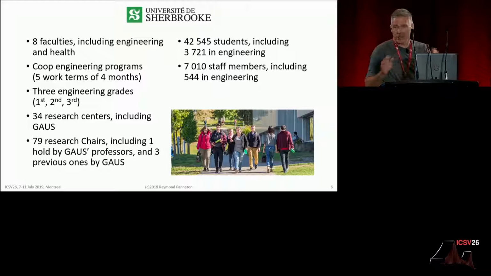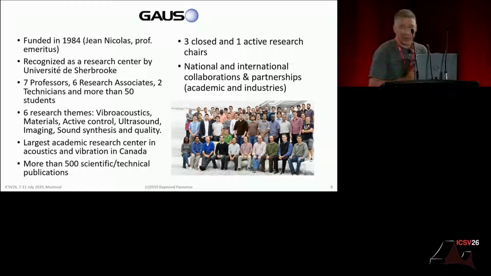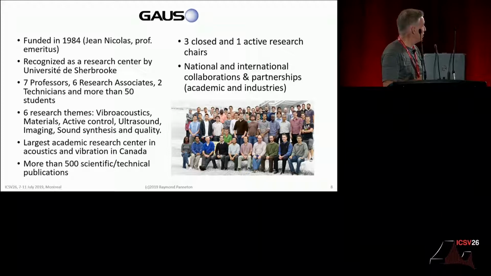So in this Faculty of Engineering, in the Mechanical Engineering Department, we have the Acoustic and Vibration Group of the University of Sherbrooke. It was founded in 1984 by Professor Jean Nicolas. And it's recognized, as Frank mentioned, as one of the largest research centers in acoustics and vibration in Canada. In terms of the number of professors affiliated with this research group, there are 7 professors, 6 research associates, 2 technicians, and something like 50 students at different levels. We have 6 research teams: vibroacoustics, materials, active control, ultrasound imaging, sound synthesis, and quality. Largest academic research center, as I mentioned, in Canada, with more than 500 scientific and technical publications.